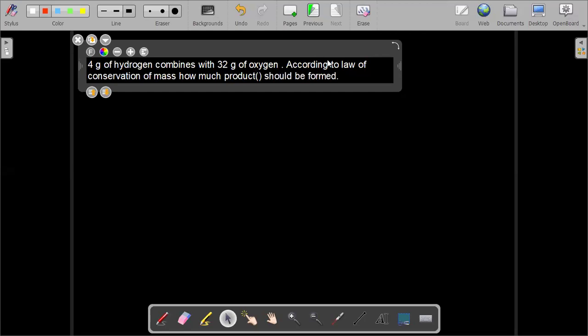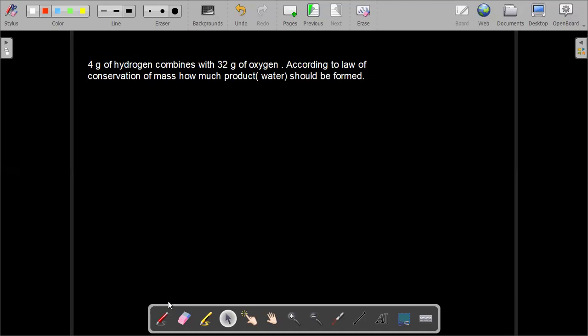Should we divide 32 by 4? Okay, can you write down the reaction in the form of words? What is happening here? Yeah, try to write down the reaction. So 36 grams of water will be formed. Yes, 36 grams of water will be formed.